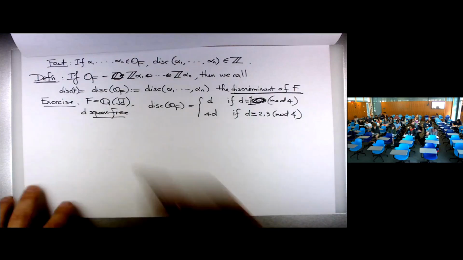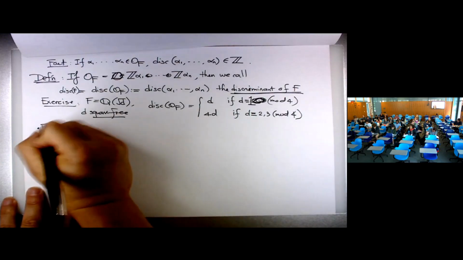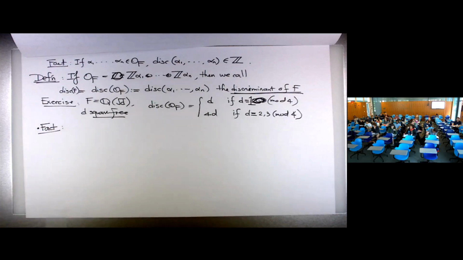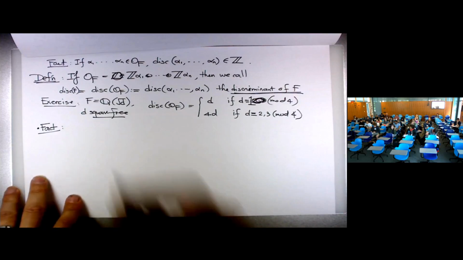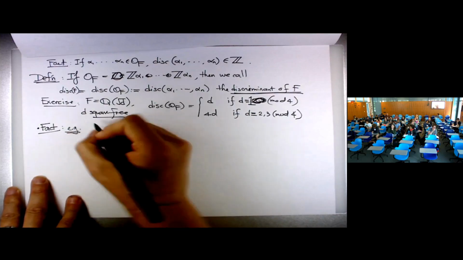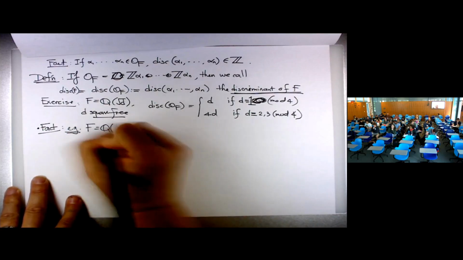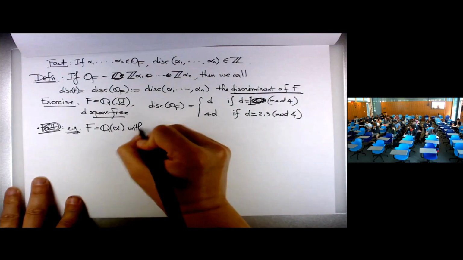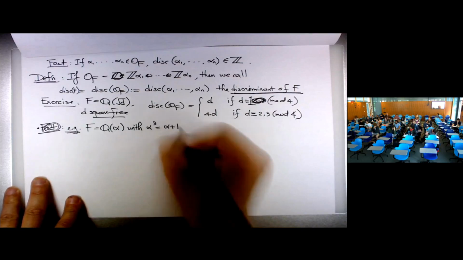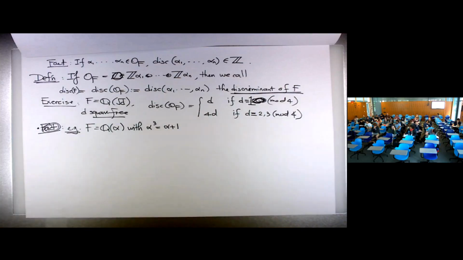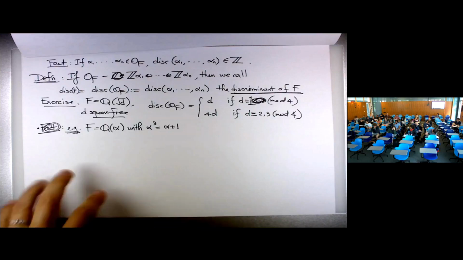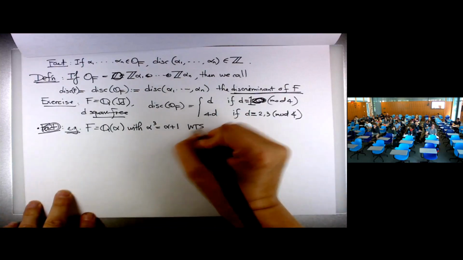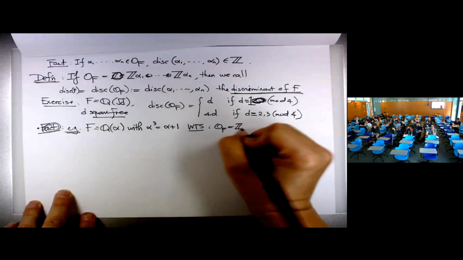The next thing I want to say is how this discriminant construction can help us to determine what OF is. Maybe let me start with an example actually. So I start with F equals Q adjoin alpha, where alpha satisfies alpha cubed equals alpha plus 1. I want to show that OF is just Z adjoin alpha.